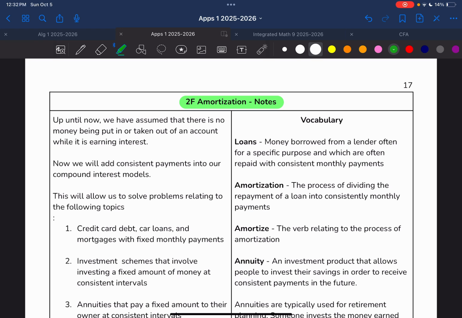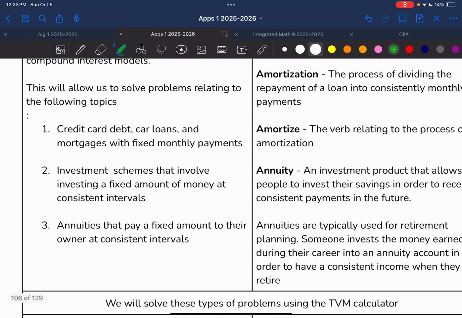And if you're doing so at an irregular rate, then the math gets really complicated, but we can handle consistent payments, right? That's a very tractable problem. So that's what we're talking about with amortization. We're going to learn how to model financial amounts that are growing or shrinking based on consistent payments being put in or taken out. And adding this to our models allows us to talk about a lot of new applications.